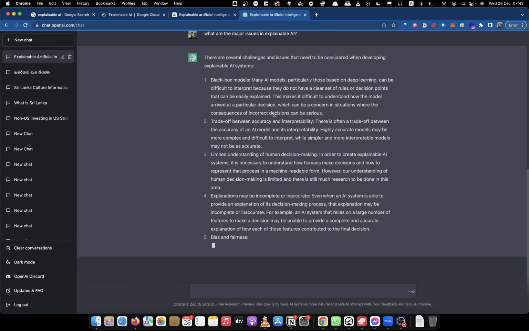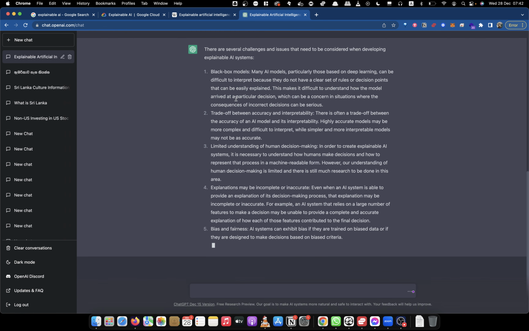This makes it difficult to understand how the model arrived at a particular decision, which can be a concern in situations where the consequence of incorrect decisions can be serious. All right. And the other problem is the trade-off between accuracy and interpretability. This is often a trade-off between the accuracy of an AI model and its interpretability. Highly accurate models may be more complex and difficult to interpret, obviously, and simpler interpretable models may be less accurate.